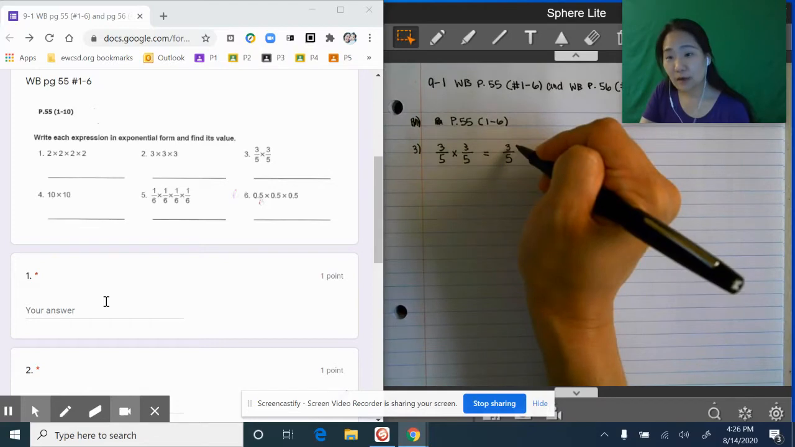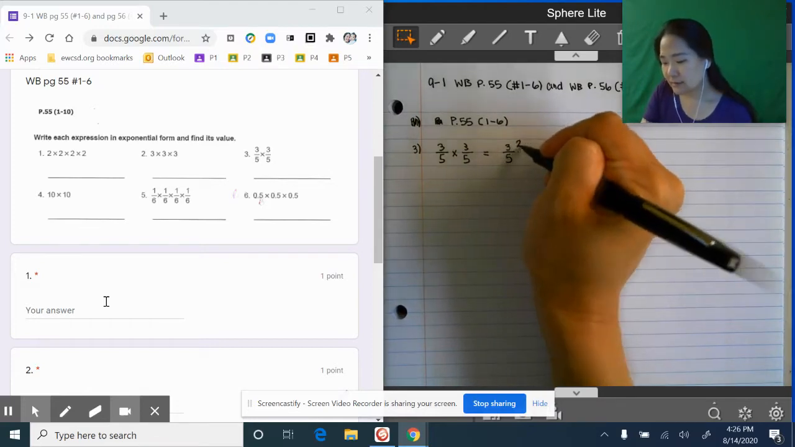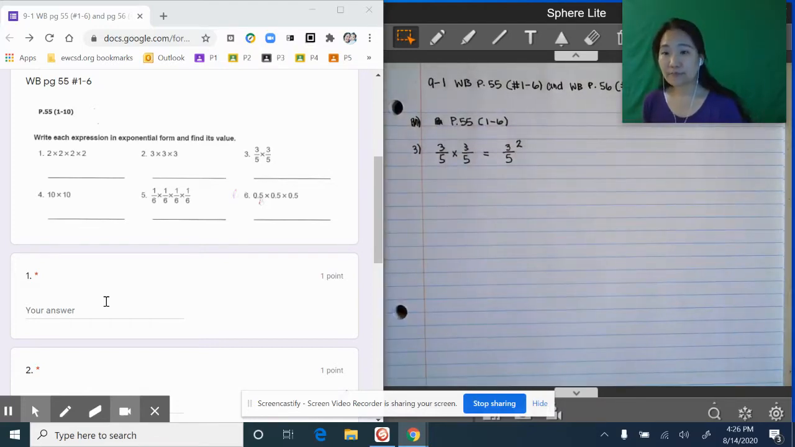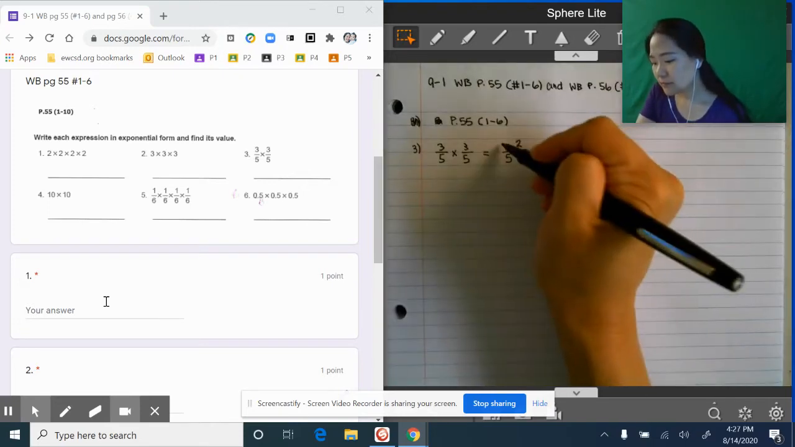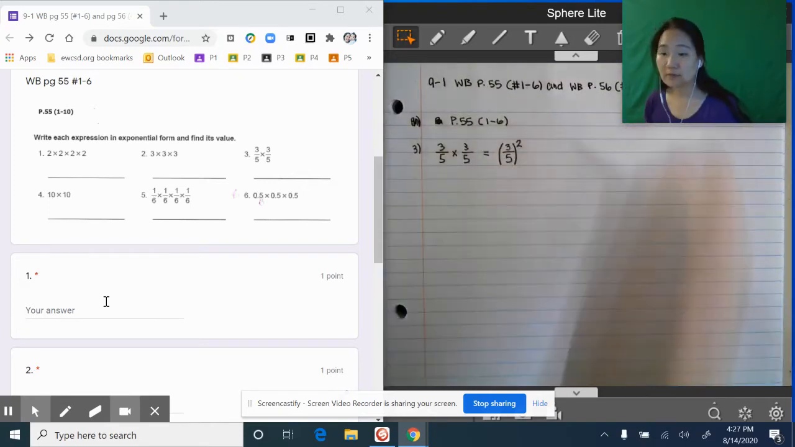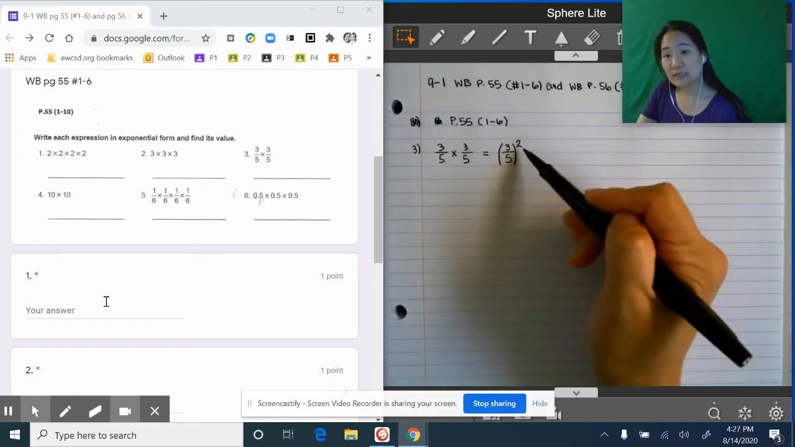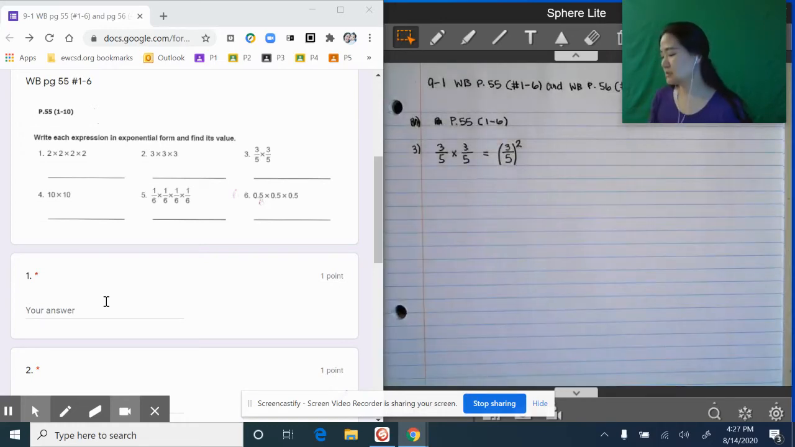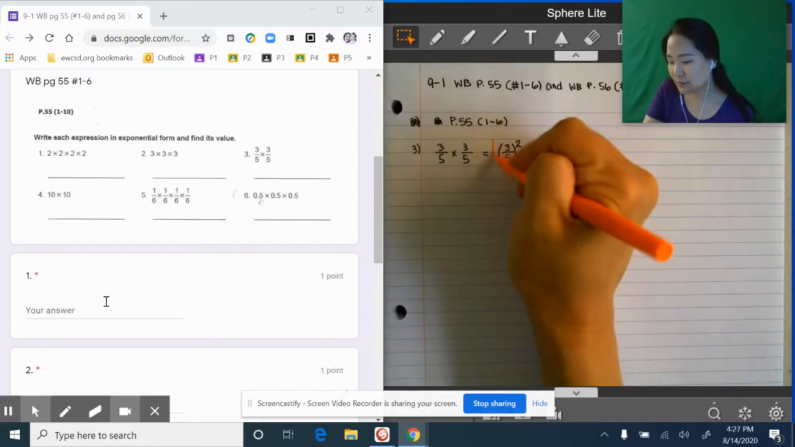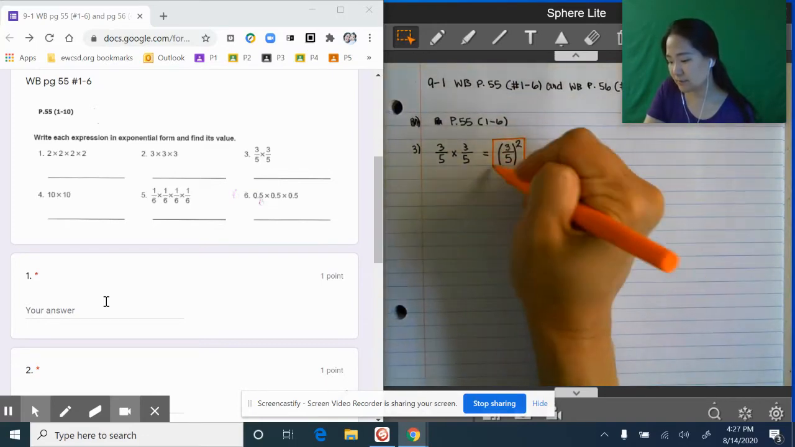Now I'm gonna do something wrong. So if I write raised to the second power, this is actually incorrect. Hopefully your teachers already taught you and you guys remember, if you're writing a fraction in exponential form, you must have the parentheses around the fraction. Otherwise, it is incorrect. So I'm going to put parentheses around the fraction and the exponent goes outside of the parentheses. All right, once I'm done, I'm going to nicely box the answer.